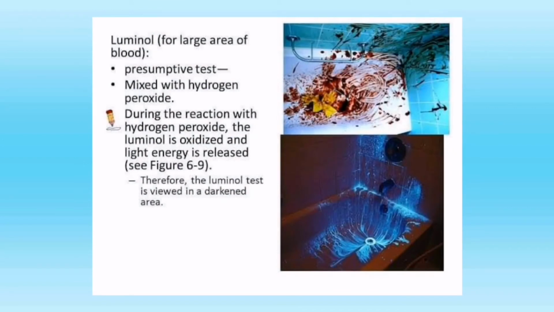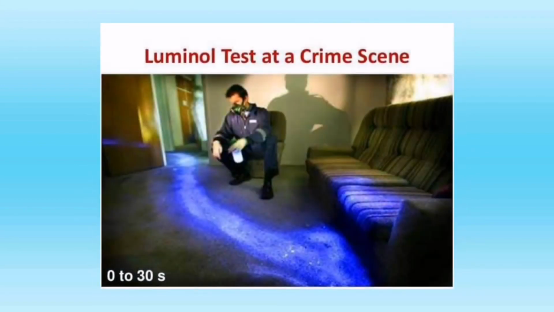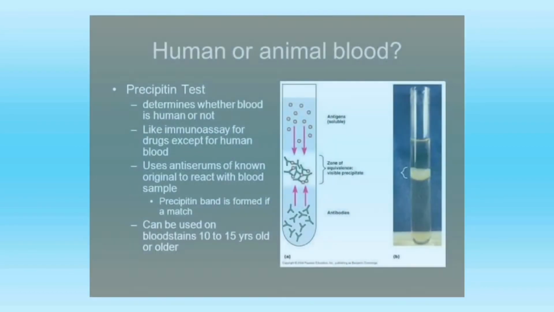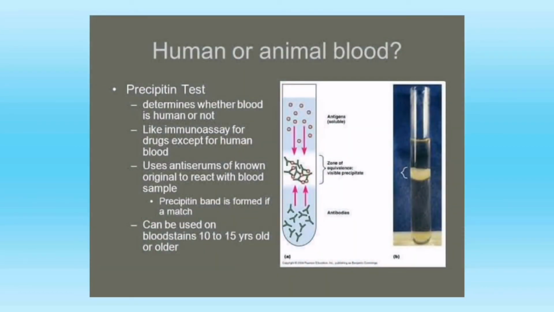Luminol. Used for large areas where blood is suspected but not visible. If blood is present, it will glow. Must be viewed in darkness and photographed quickly. Once the presumptive test indicates that a stain may be blood, the serologist must confirm that it is human blood. Precipitin test identifies the presence of proteins that are found only in human blood.